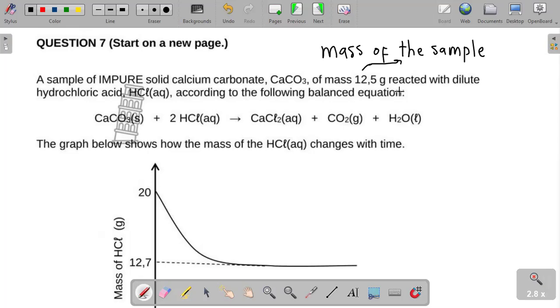The sample reacted with dilute hydrochloric acid according to the following balanced equation. So they gave us a balanced equation here. Calcium carbonate and HCl, hydrochloric acid, gives calcium chloride, carbon dioxide, and water, H2O. So these are the products and the reactants. So 3 products, 2 reactants. And then they gave us something here that we can work with.